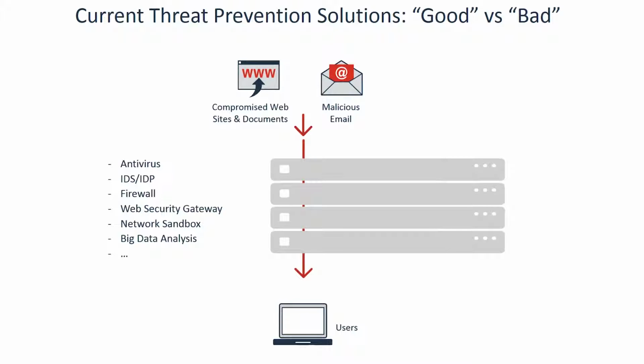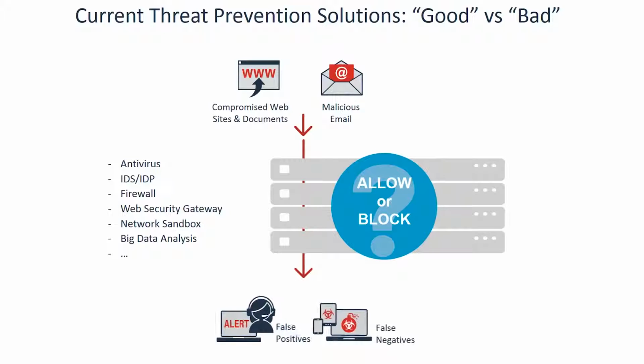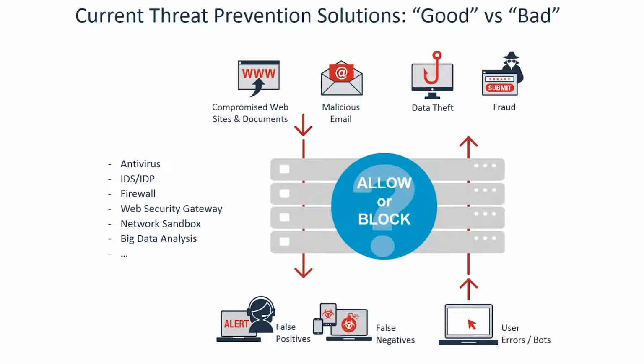is working. All of these technologies come down to the same thing, which is to decide if the content is good or bad, and then they allow it to reach the endpoint if it's good and block if it's bad. So too frequently, the decision is wrong. We get false positives and we wind up chasing alerts for content that was good. Or we get false negatives and wind up with malware on users' devices, which is really when the trouble starts.